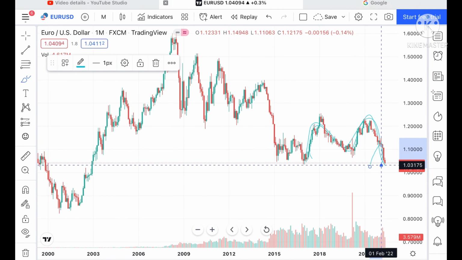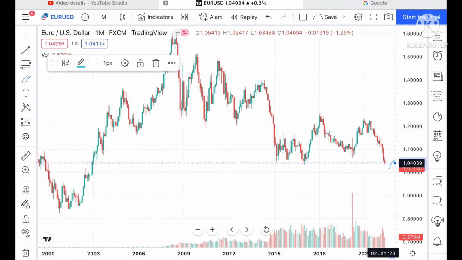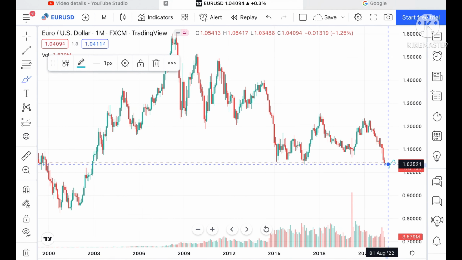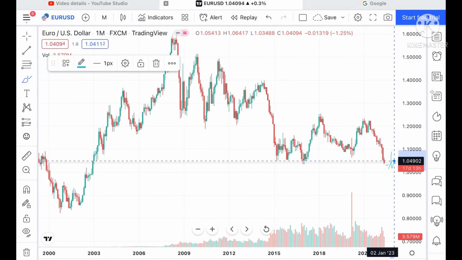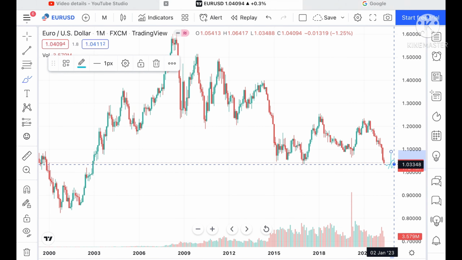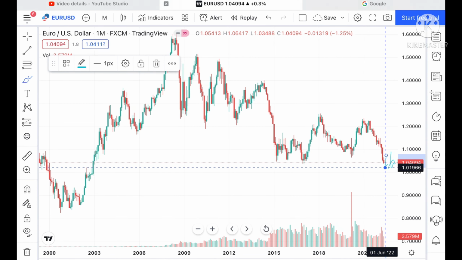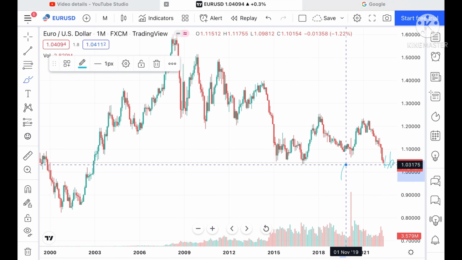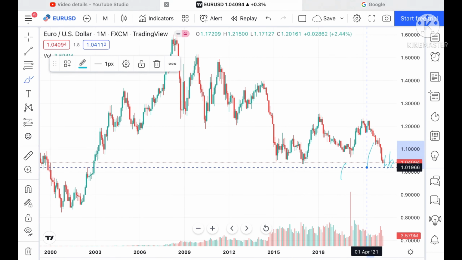Suppose the price doesn't sustain this particular level, we can see it can touch a level of 1.03521, and suppose the price goes below this level, then we can see it can move further down and can touch a level of 1.01966. Once this particular level is sustained, that means if the price goes below a level of 1.03175, we can see it can move further down and can touch a level of 1.01966.